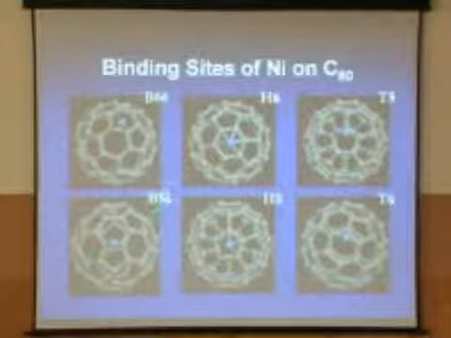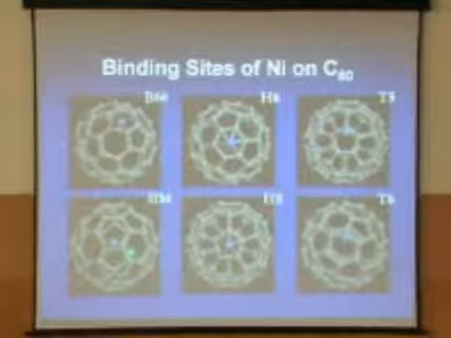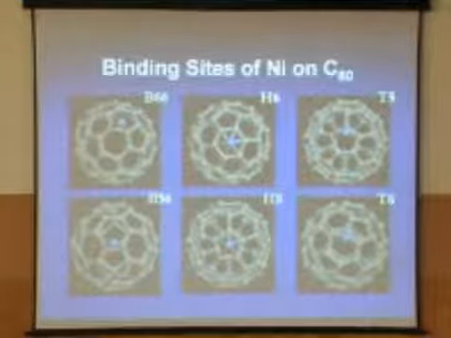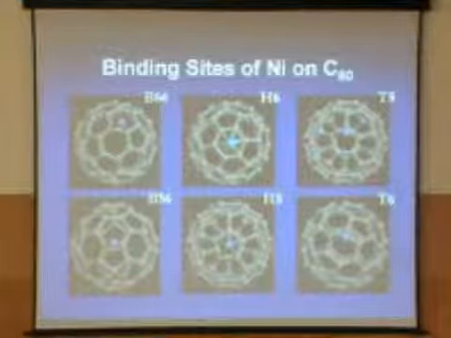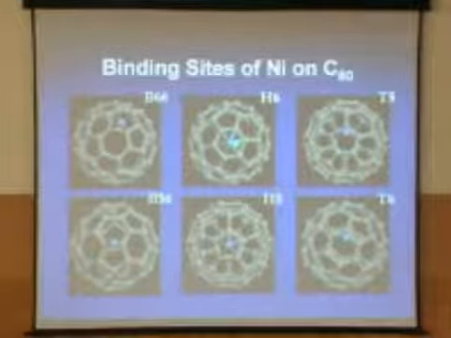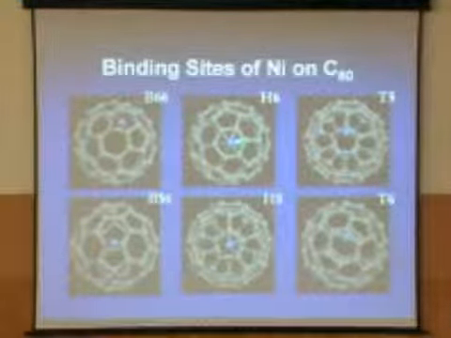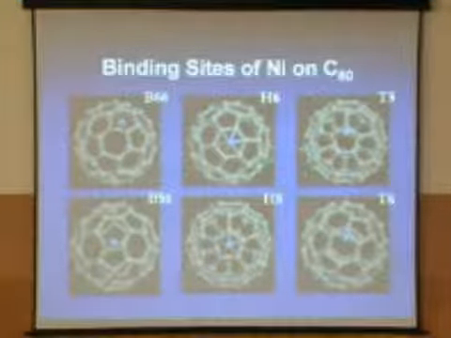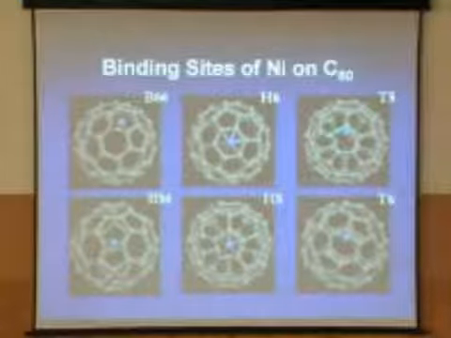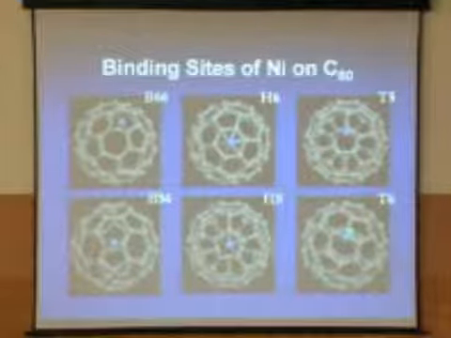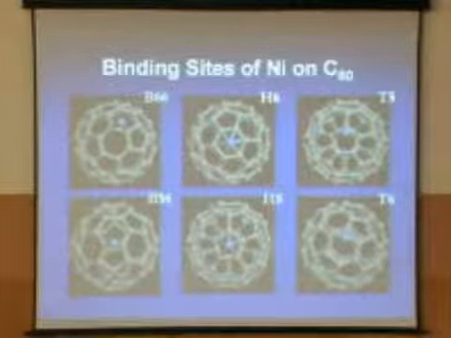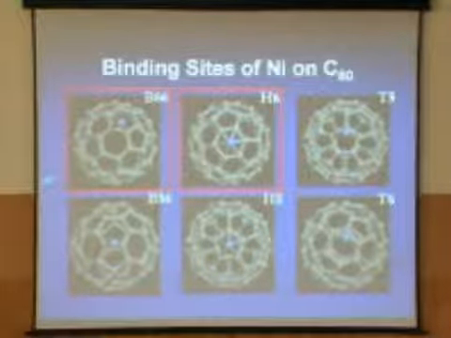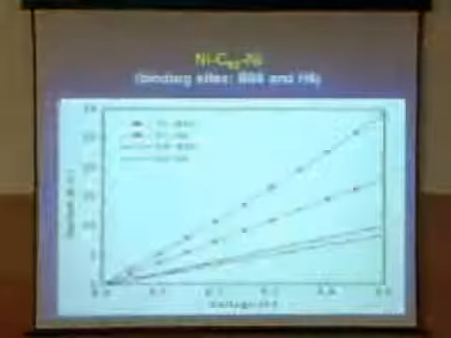In the case of B56, we have 6- and 5-member rings. Similarly, H6 means the contact atom is sitting in a hexagon, but for H5 we have a pentagon. And you can similarly have a top site on the 5-member ring, or T6, top site on the 6-member ring. But for this talk, I'll just pick these two representative cases and show you some results.